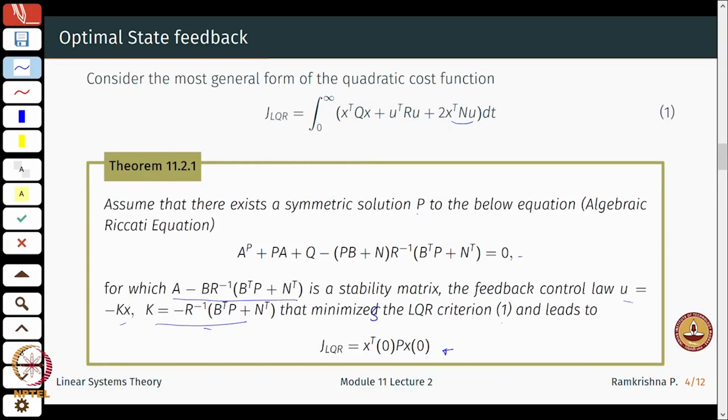Okay. So now let us go back. The u, which is equal to minus kx with k being of this form, we showed that this minimizes this JLQR, and for which this closed loop system is now a stability matrix. That is pretty neat, I would say, to show. Right. So this was another way of looking at the Riccati equation.